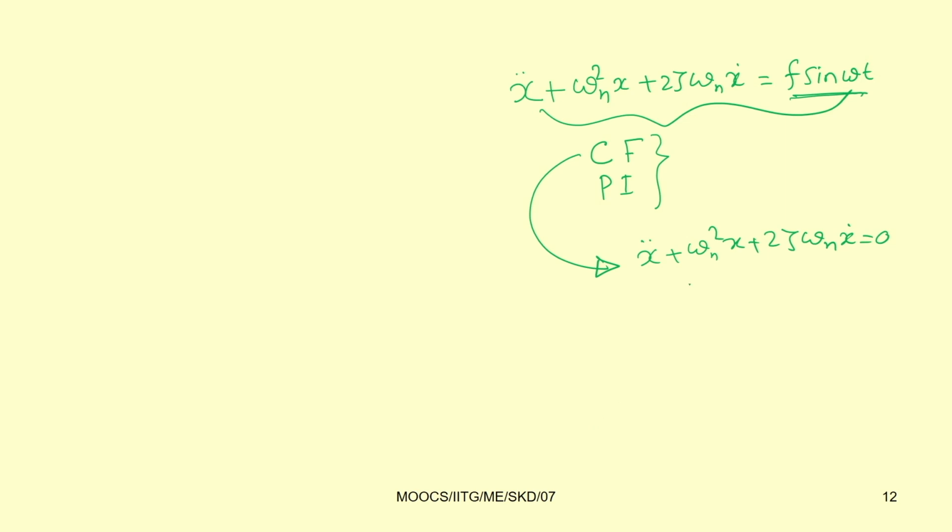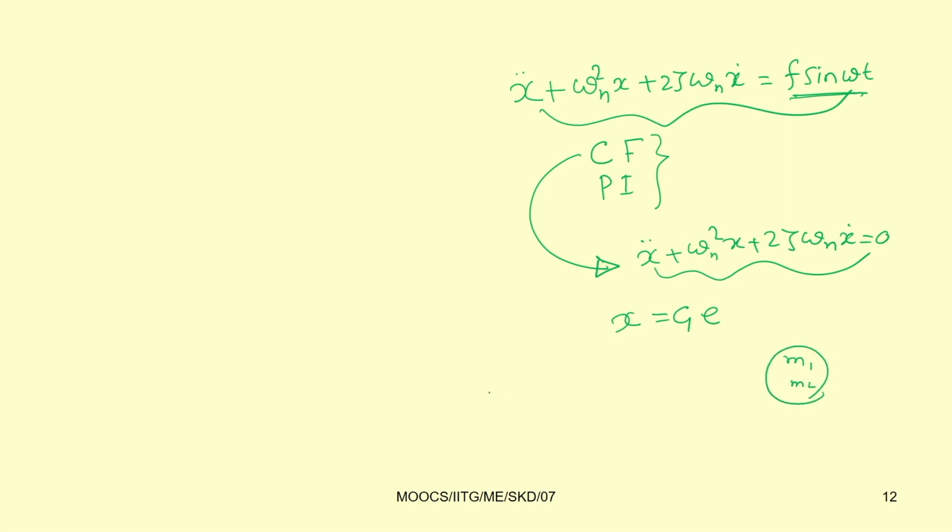plus 2 zeta omega n x dot plus omega n square x equal to 0. Already you know the solution of this part. You can find the auxiliary equation, and by solving that auxiliary equation you can find its roots. So, you can write x equal to C1 e to the power, let m1 and m2 be the two roots of this auxiliary equation.